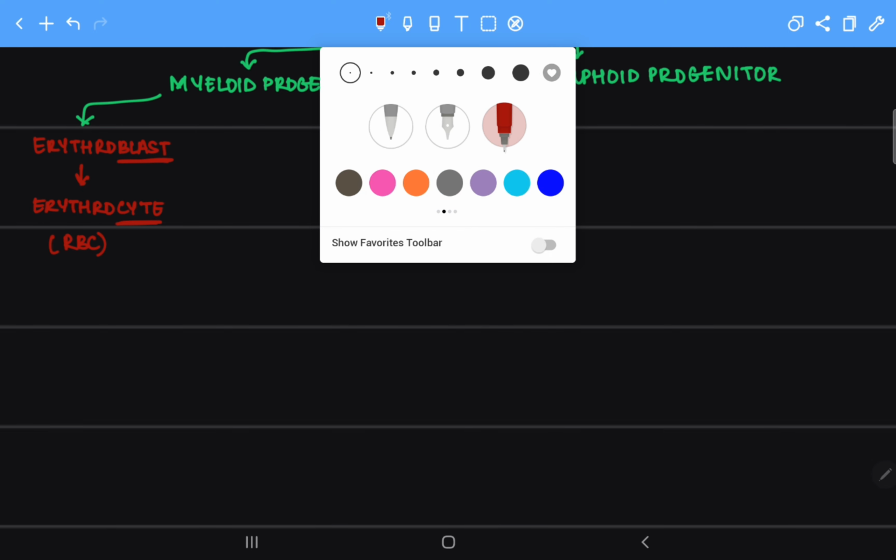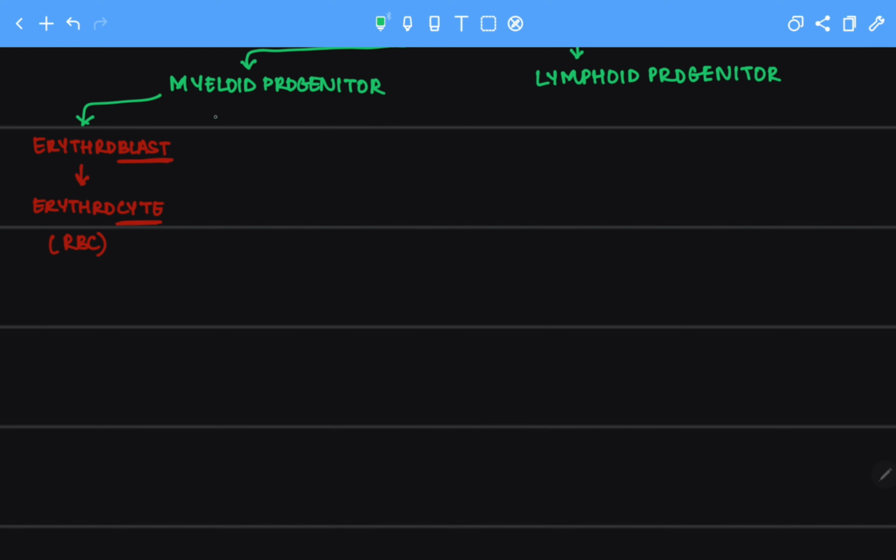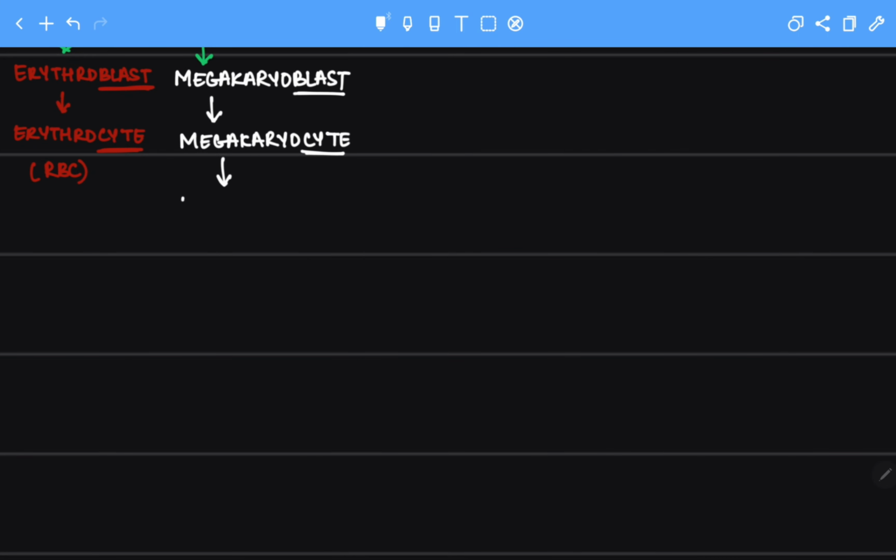Next, the myeloid progenitor cell is going to give us megakaryoblast. Again, we have the suffix blast over here. So therefore, we'll get a fully developed form which is the megakaryocyte. Cyte is indicative that it's fully developed. Megakaryocyte is then going to break into fragments to give us platelets.